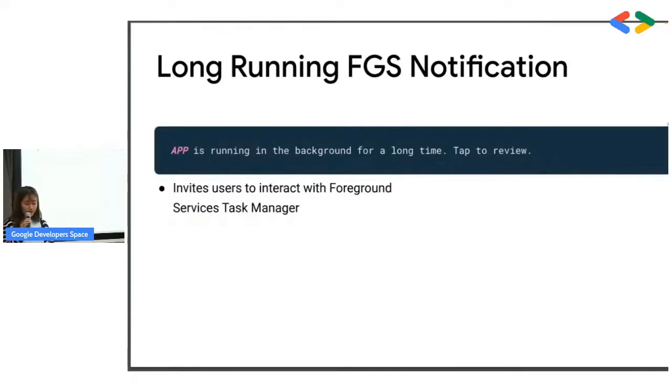Okay, long running foreground service notifications. The system detects that the app has been running in the background for a long time, at least 20 hours within a 24-hour period, and prompts a notification to the user saying these apps are using a foreground service for a very long time. Then the user can interact with the foreground service task manager.